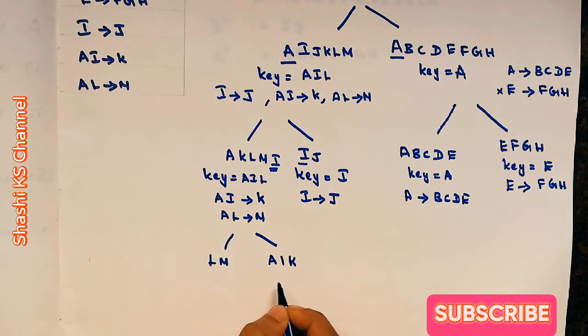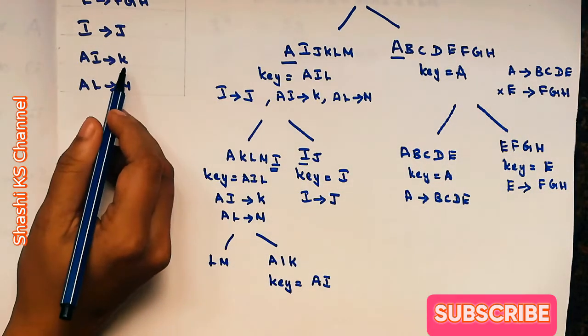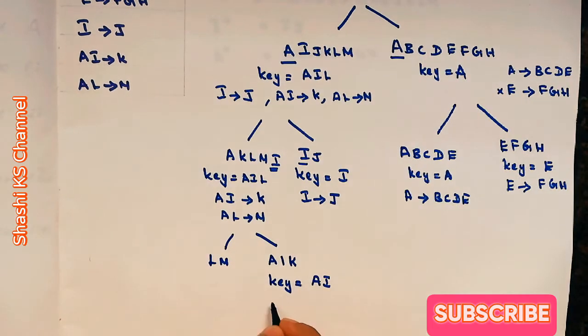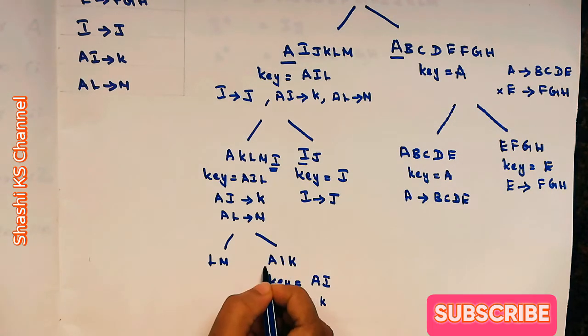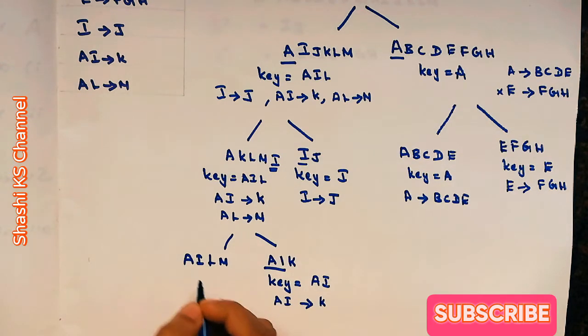And for A, I, K, what will be the key here? The key would be AI, because with AI I will be able to determine K, right? So the key is AI here, and the functional dependency projection is AI determines K. Now this AIK is in BCNF form because the key is AI and that is there on the left hand side of the relation. Let's come here. The key is AI here. So AI should be there in this relation also because AI will act as the foreign key here.